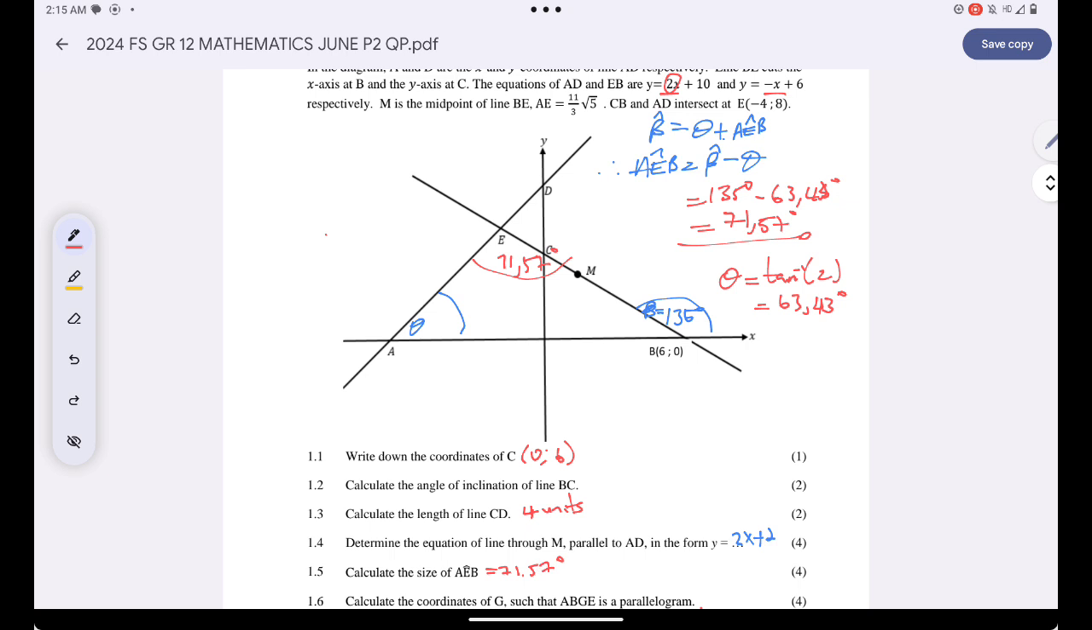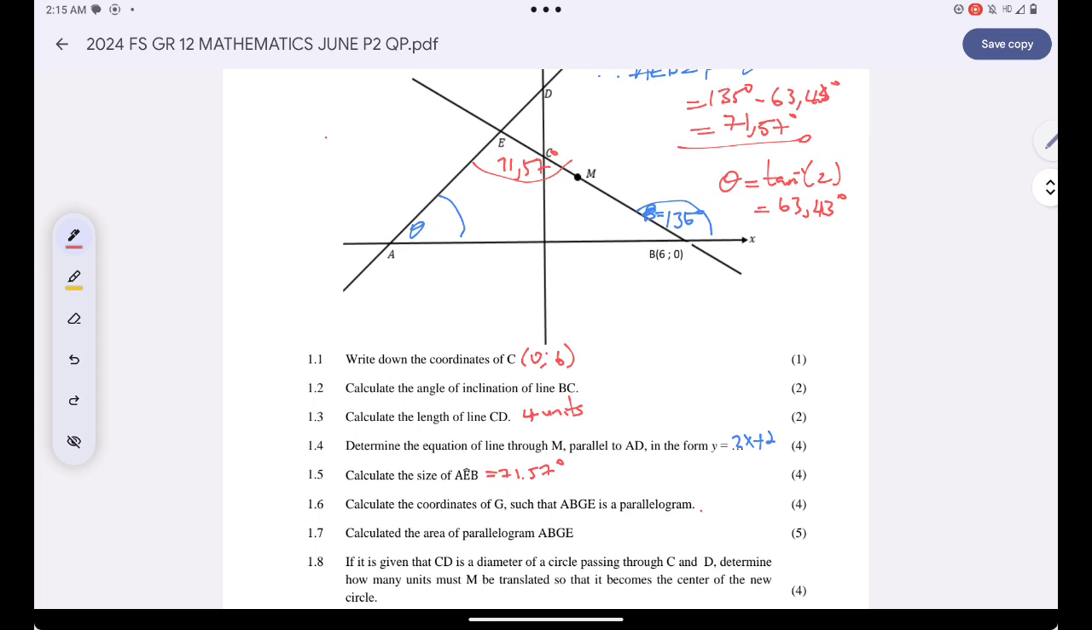Okay, that's how you would have calculated the angle. Every time, guys, not every time, 99% of the times, whenever they want you to find the angle between two straight lines in analytical geometry, you just need to subtract the two inclinations.